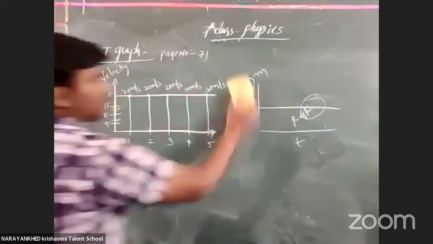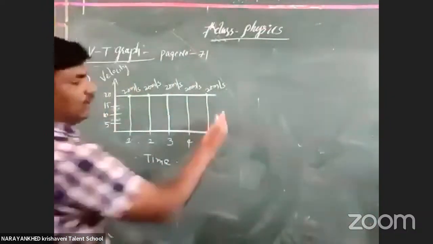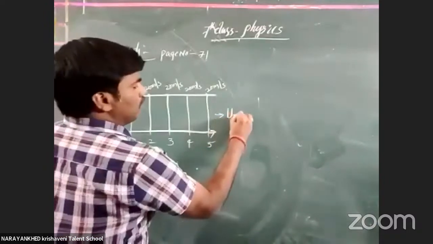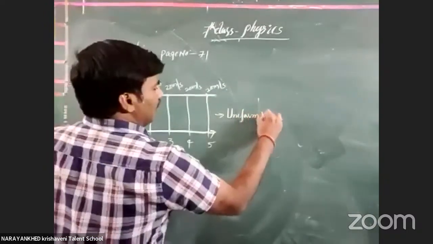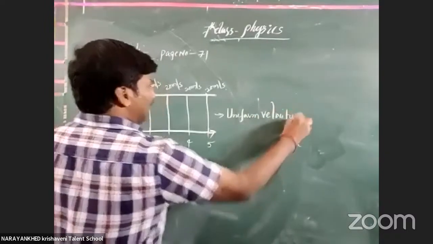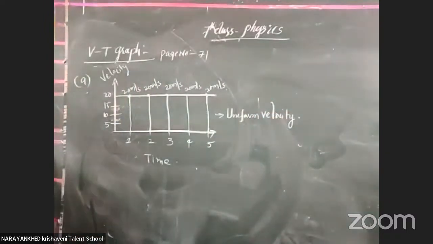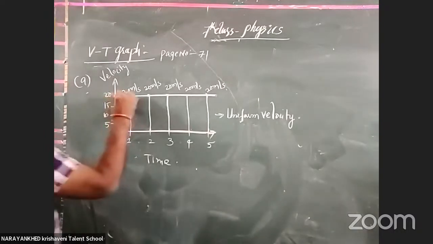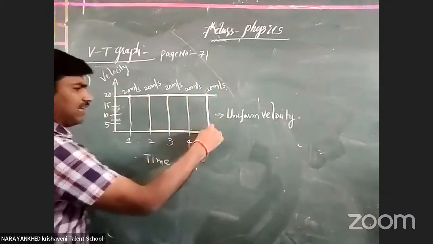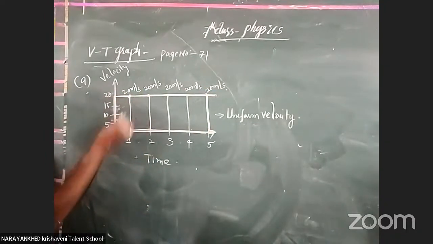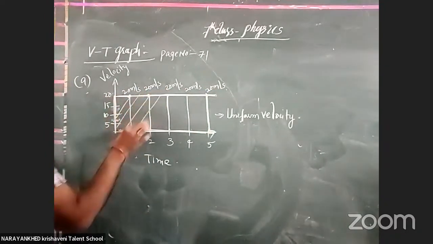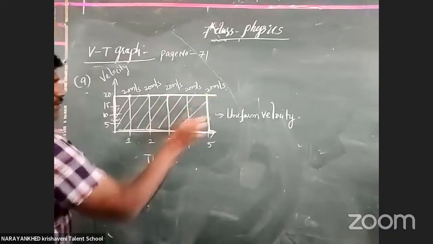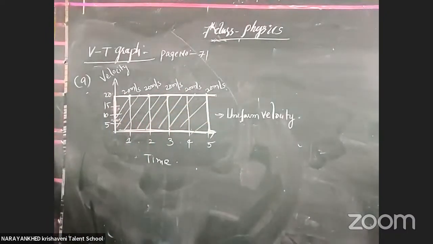So many other graphs are given here. This graph is representing uniform velocity. And it also helps us find the displacement made by it. How do we find the displacement made by it? When you draw it, it is one rectangle. Whatever the area covered below this curve is called the displacement made by it. Okay, clear or not, all the students?